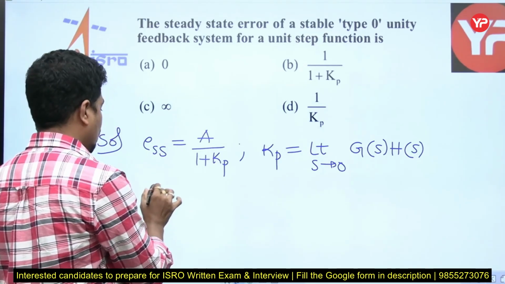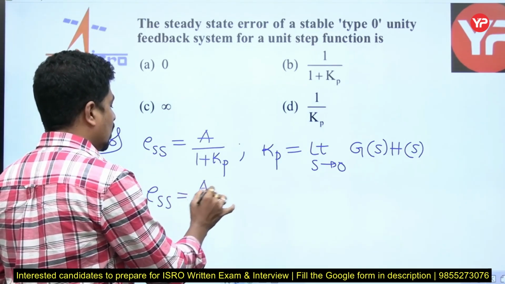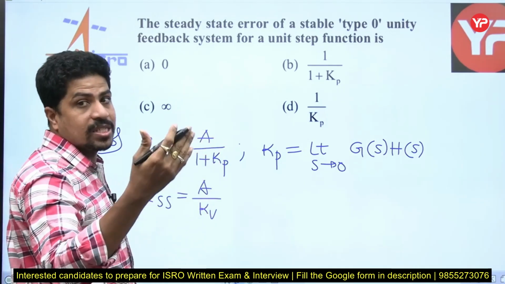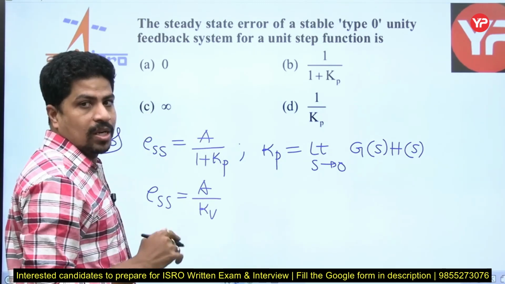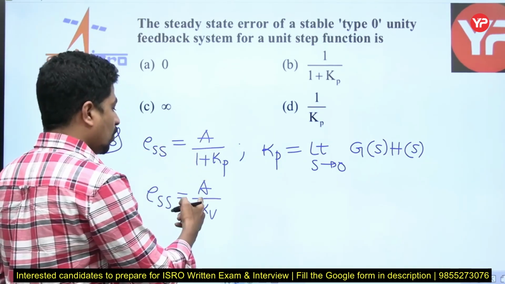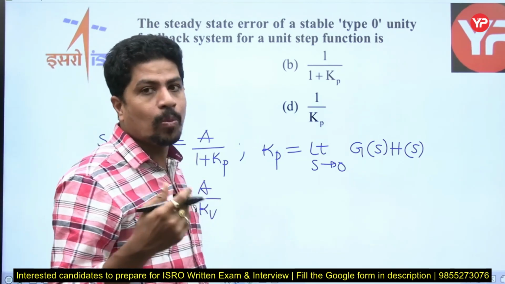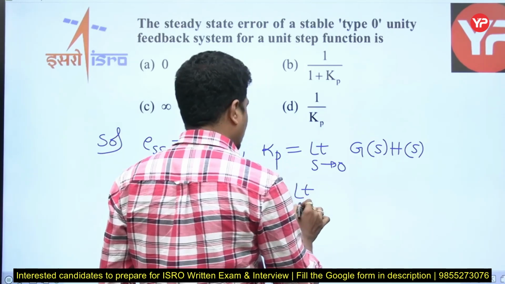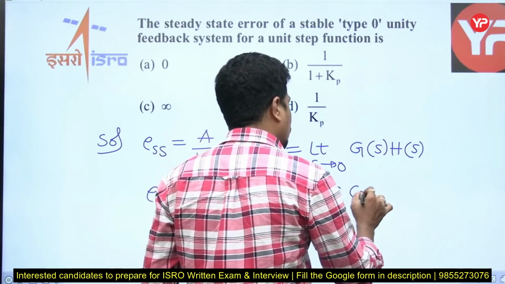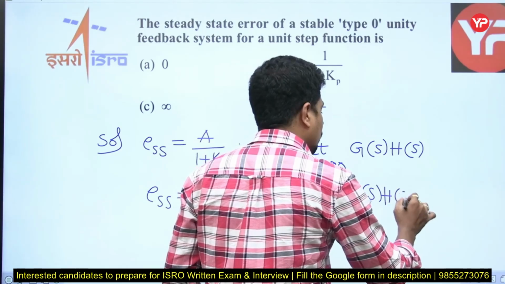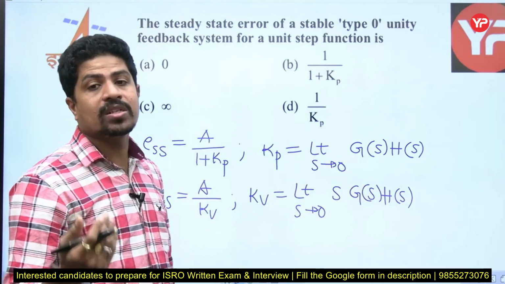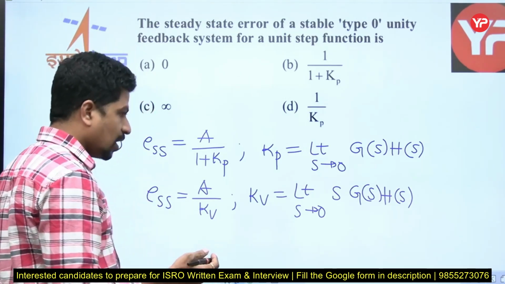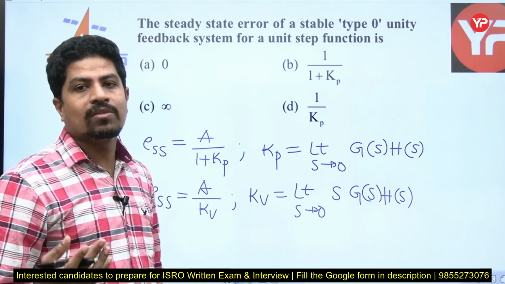Now this is for step input, where A is the magnitude of the step. If it is unit step, A is equal to 1. If it is step of magnitude 2, A equal to 2. Now for ramp input, ESS is equal to A by Kv, where A is the slope of the ramp, and Kv is equal to limit S tends to 0 S into G of S H of S. Kv is called the velocity error constant or coefficient, or ramp error constant or coefficient. Ramp input is also called velocity input.